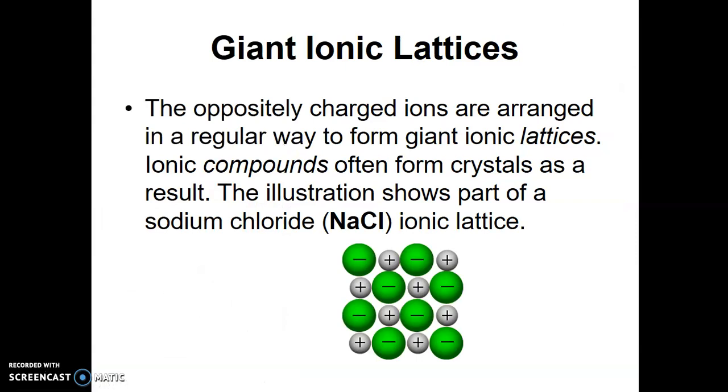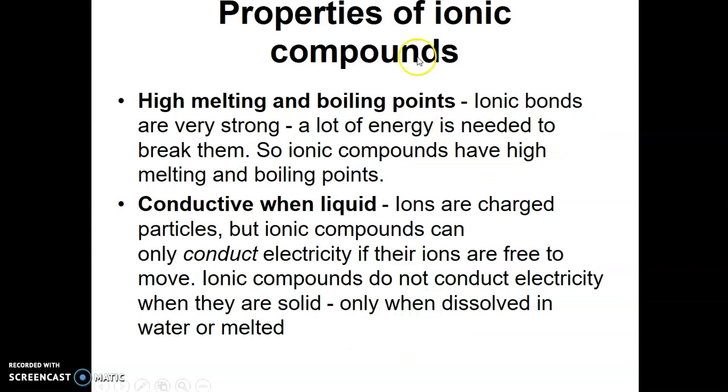Now that gives them certain properties, because they are arranged in a regular way. The ionic bonding gives them certain properties. So ionic compounds, as a result of these strong ionic bonds between the ions, have very high melting and boiling points. Because these attractions between the positives and the negatives are very strong, that gives them very high melting and boiling points, because it takes a lot of energy to break these ionic bonds and split the ions up into liquids and gases.